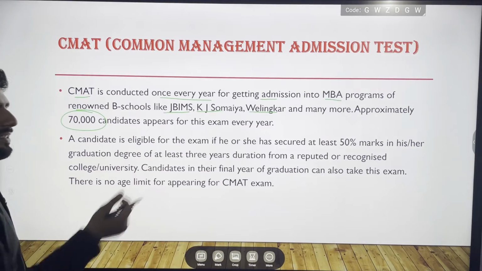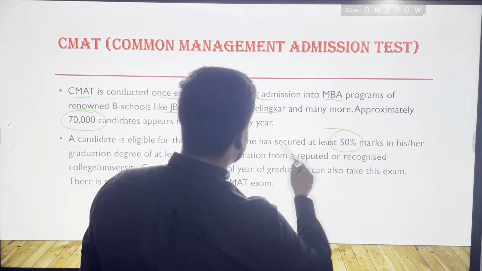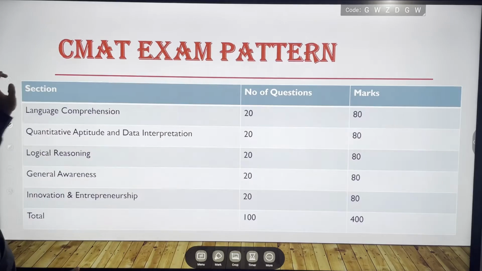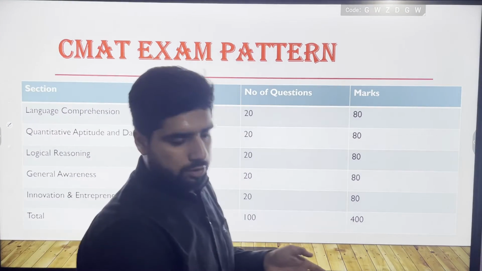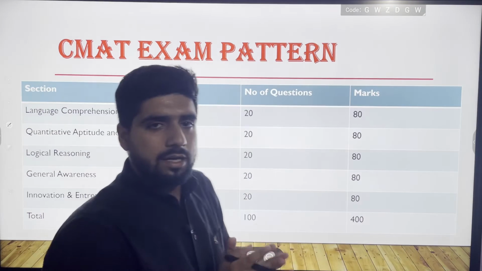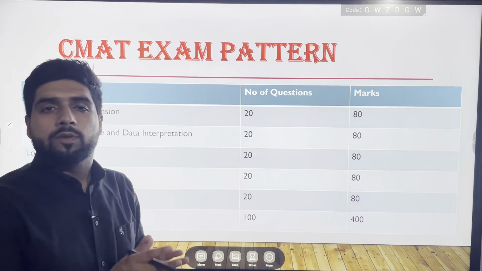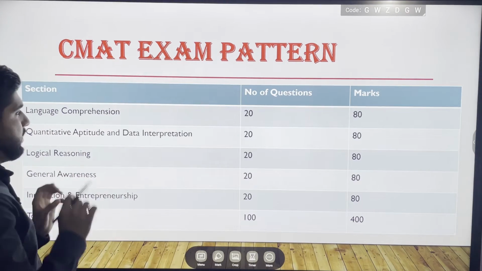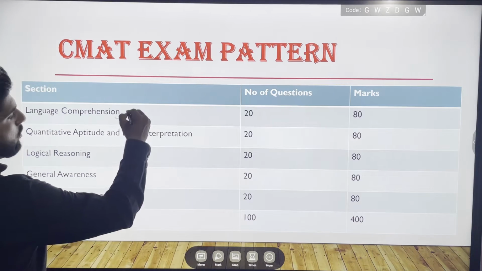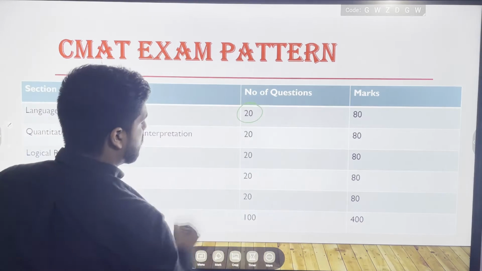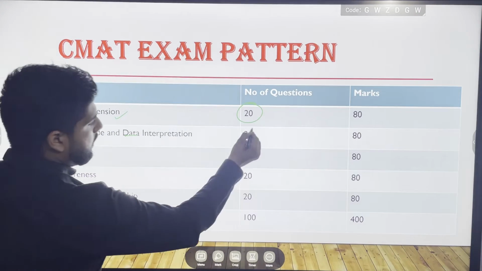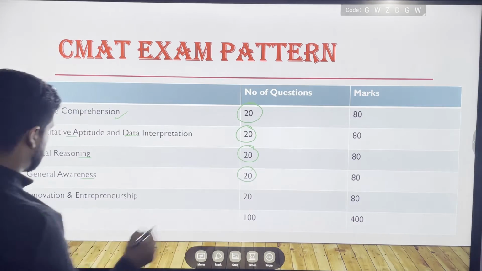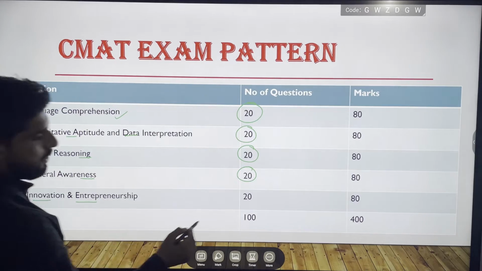Now the criteria is the same, that we need to score at least 50% marks in the graduation degree, and there is no age limit for appearing for the CMAT exam. In the last exam of 2022, the pattern was changed. Earlier there used to be 4 sections and the 5th was optional, but the last time this 5th one was made mandatory. So now the pattern is: in language comprehension or English there will be 20 questions, quantitative aptitude and DI 20 questions, logical reasoning 20 questions, general awareness 20 questions, and innovation and entrepreneurship 20 questions.